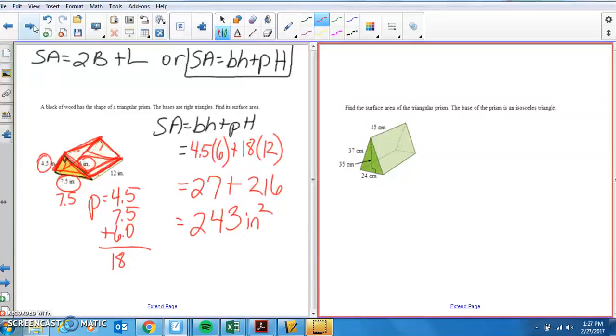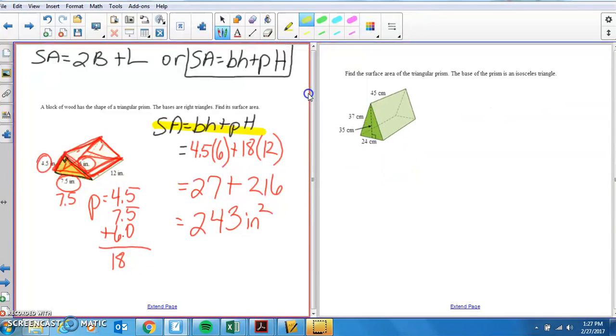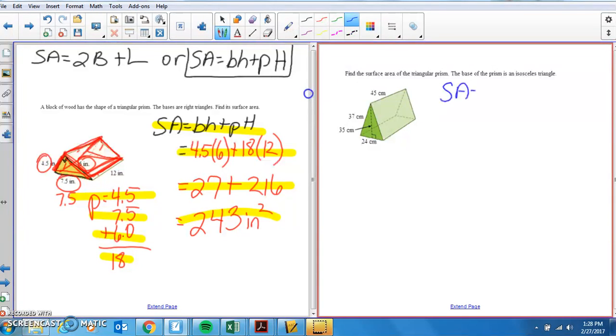All right, I didn't highlight this one on the left, but hopefully you do have it down, because it's not going to do you a bit of good just watching what I do. You need to actually work some things out. All right, let's use the same formula here. Surface area equals base times height of the triangle, plus the perimeter of the triangle, times the height of the overall shape. All right, so my base and height, I'm going to go ahead and just write it out.